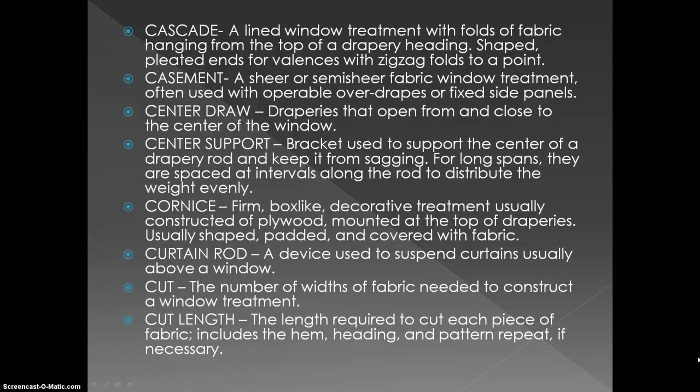A cascade is a lined window treatment with folds of fabric hanging from the top of a drapery heading. It's shaped pleated ends for valances with zigzag folds to a point. The casement is a sheer or semi-sheer fabric window treatment, and it's usually used with other drapes that go over it or fixed side panels.